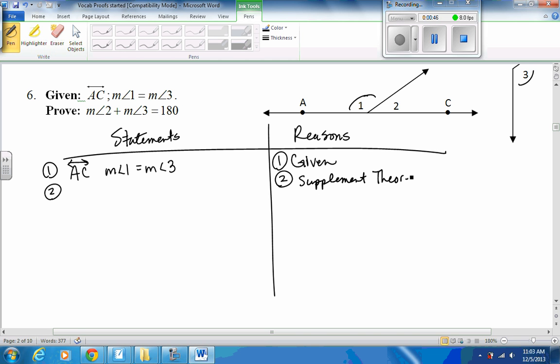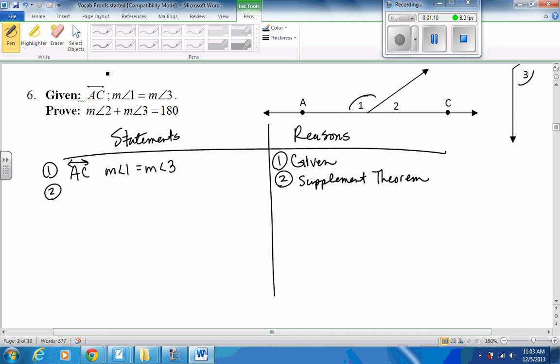The vocab word we're tying to this is a linear pair. 1 and 2 form a linear pair. That's why they told us there was line AC. They probably didn't have to tell us. In fact, this is one of those things where vertical angles, they're not always going to tell us we have vertical angles. We know what they are. We're supposed to look for them, and we're supposed to recognize that. Here, same thing. We're supposed to recognize angle 1 and angle 2 form a line. They don't even have to tell us that.